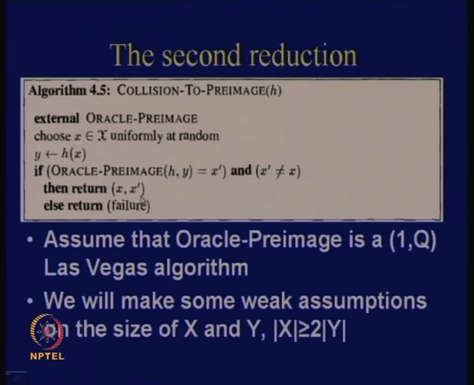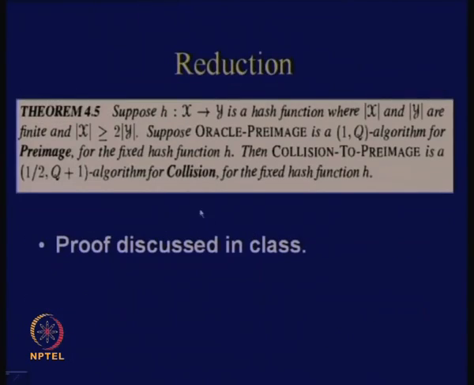Now the question is, what if I assume that the preimage oracle is a (1, q) Las Vegas algorithm? That means the probability of giving you the preimage solution is 1, and there are q queries required. Then what is the corresponding epsilon value and number of queries required for this collision to preimage oracle? The number of queries, you can easily see, is q, and since there is an extra query, it's q plus 1. About the probability, we will make an assumption: the cardinality of x is at least twice the cardinality of y. Then we can show that you have a (1/2, q plus 1) algorithm.